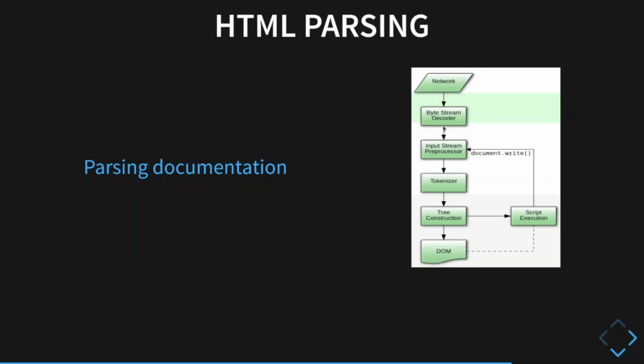The bytes are accepted by the byte stream decoder. After that, we have the input stream preprocessor, which goes to the tokenizer. After that, tree construction and iterative script execution. And if we have document.write, it can change the input stream preprocessor. After that, the tokenizer, then tree construction, and it creates the DOM. And when we do something on our web page, it also goes to script execution, which changes the input stream preprocessor, the tokenizer, the tree construction, and the DOM.